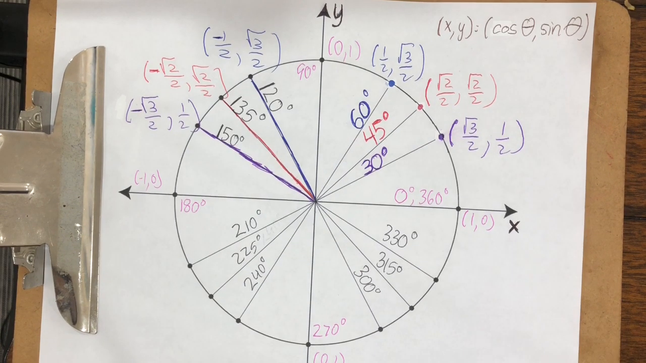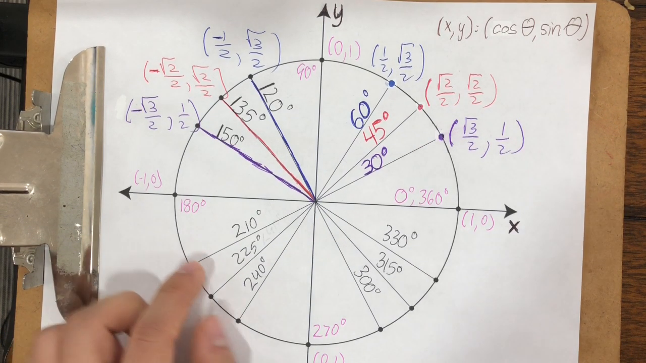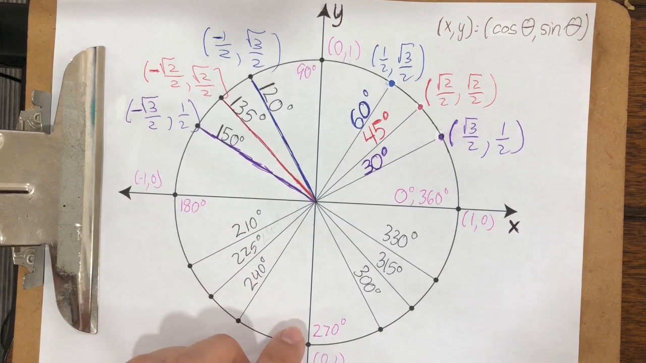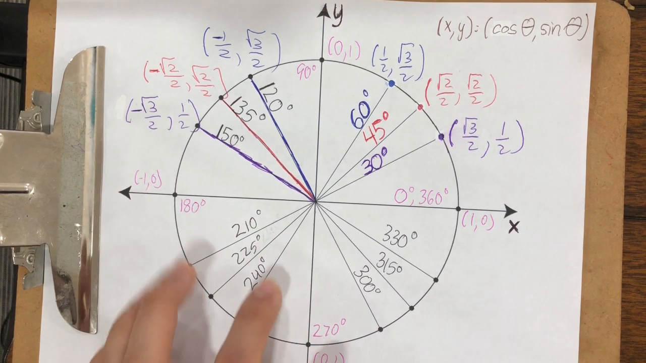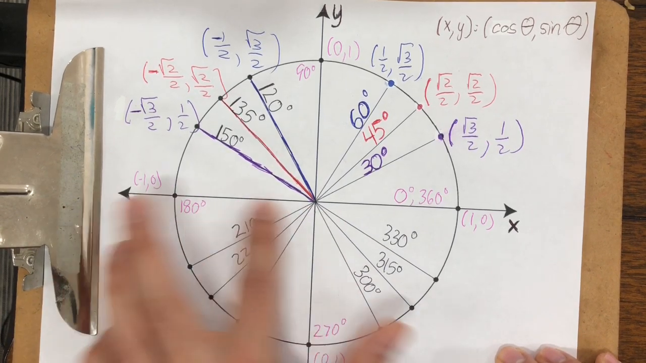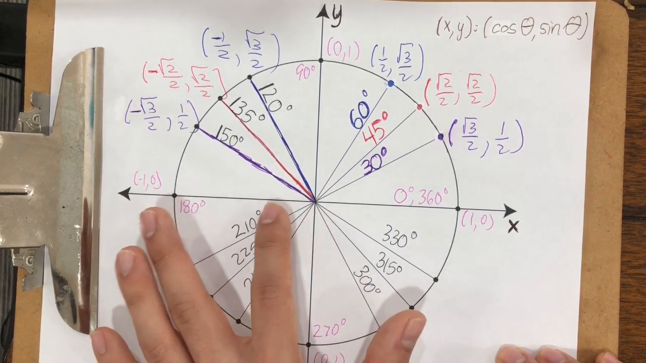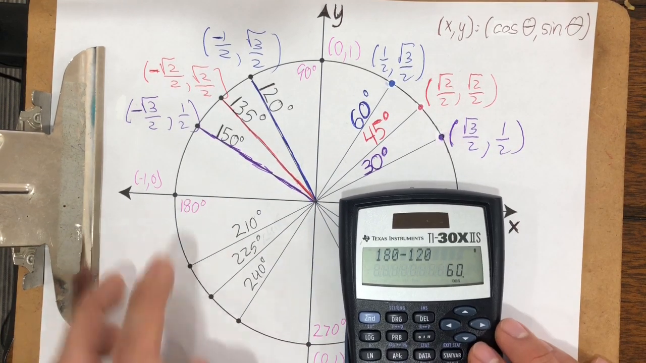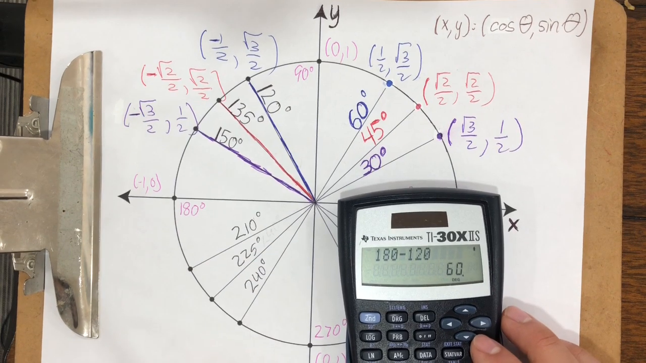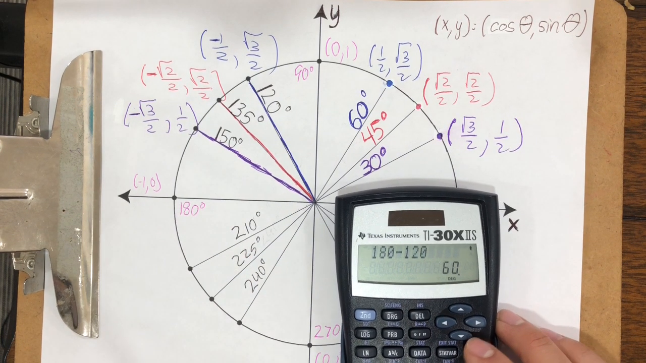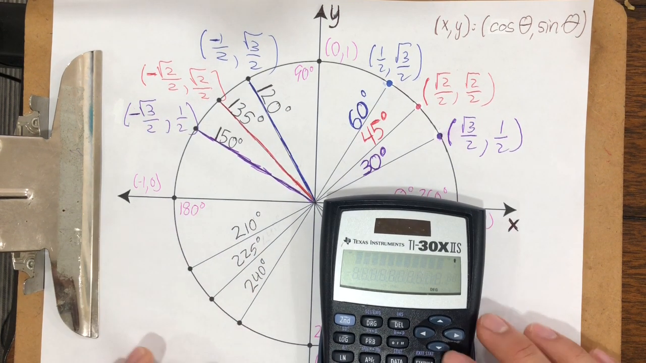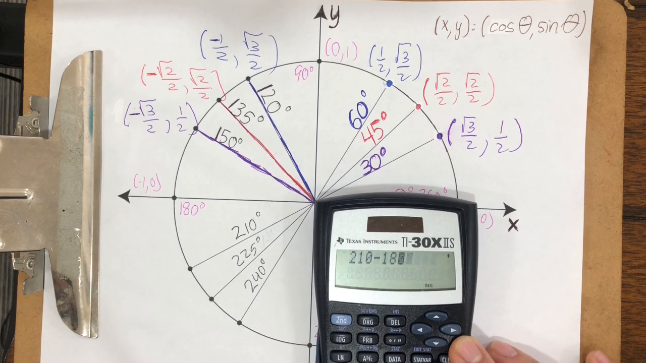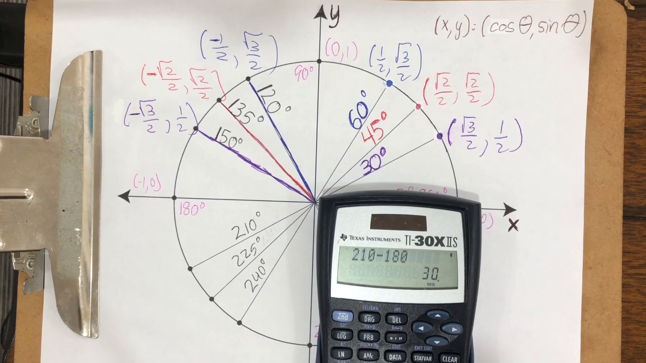Now for quadrant 3, we have the angle measurements that are past 180 degrees. But if we take a look, we see that 180 degrees is still the nearest side of the x-axis. So to figure out my reference angle for these following 3, I'm going to take the angle and subtract it to 180. So let's start off with 210 degrees.